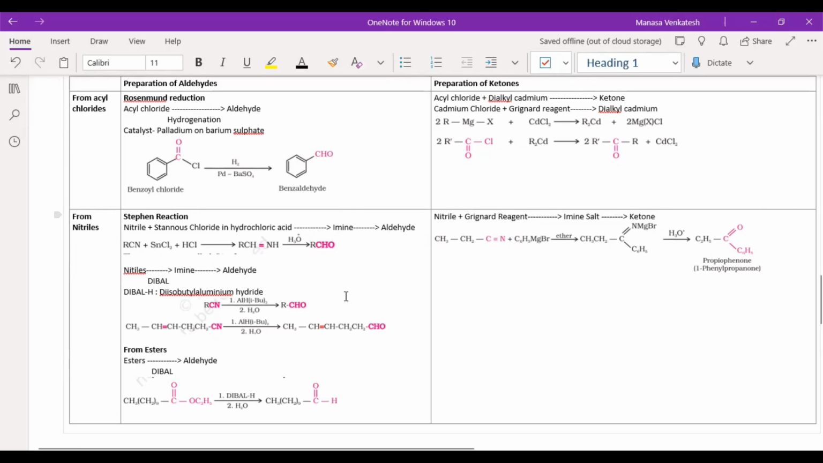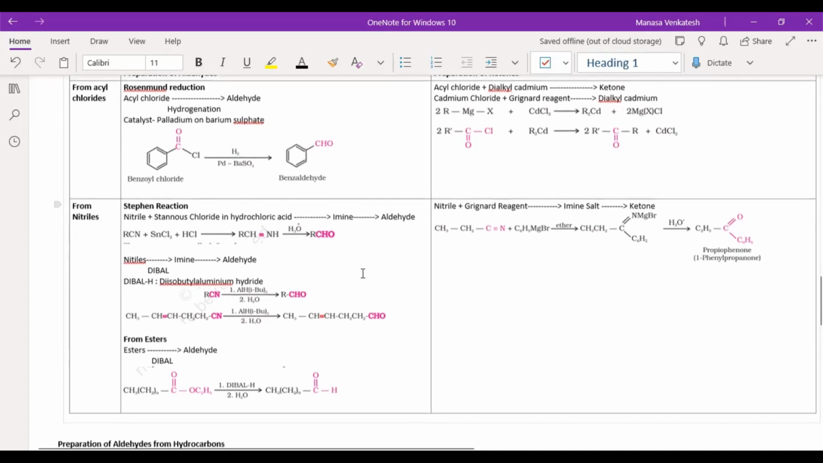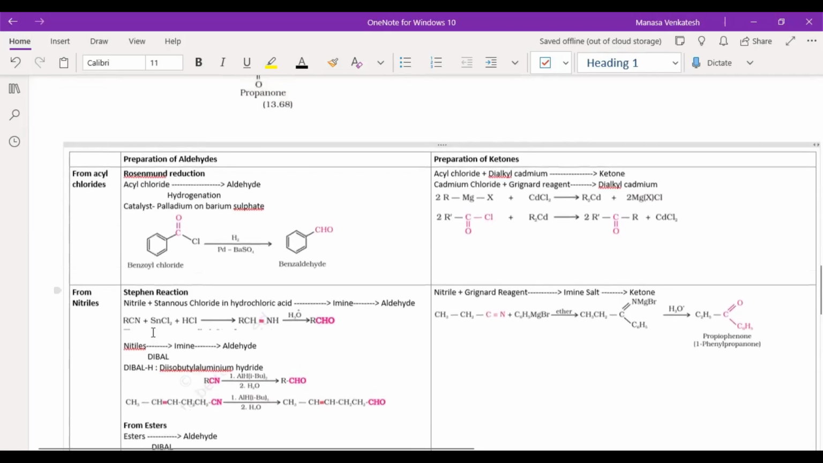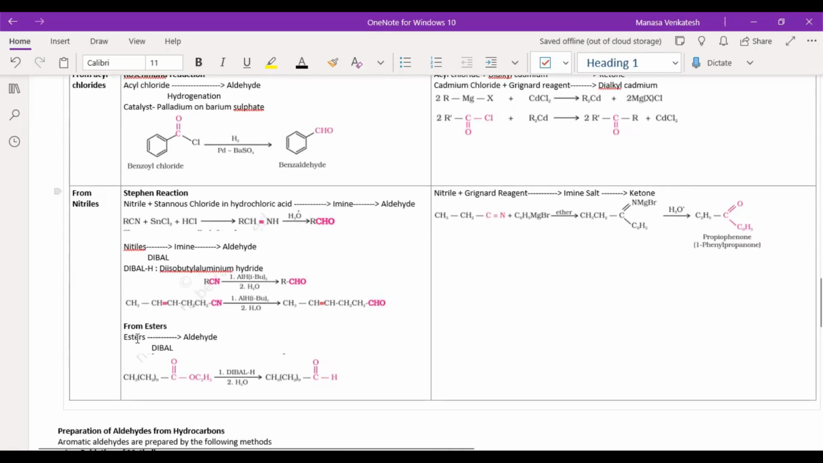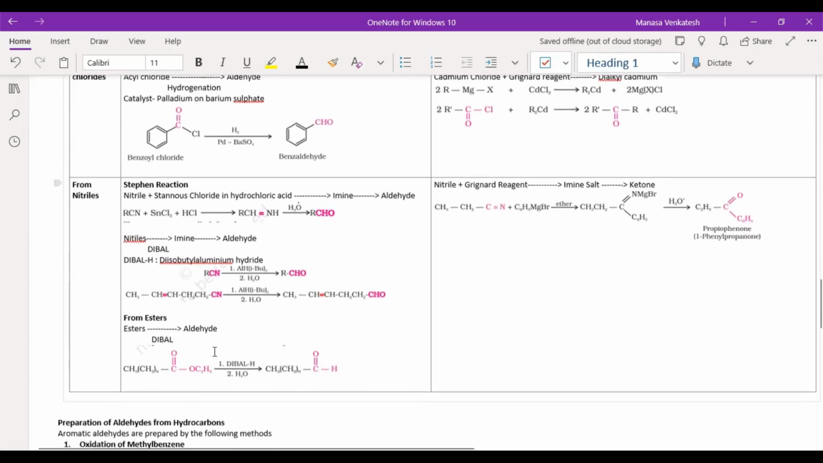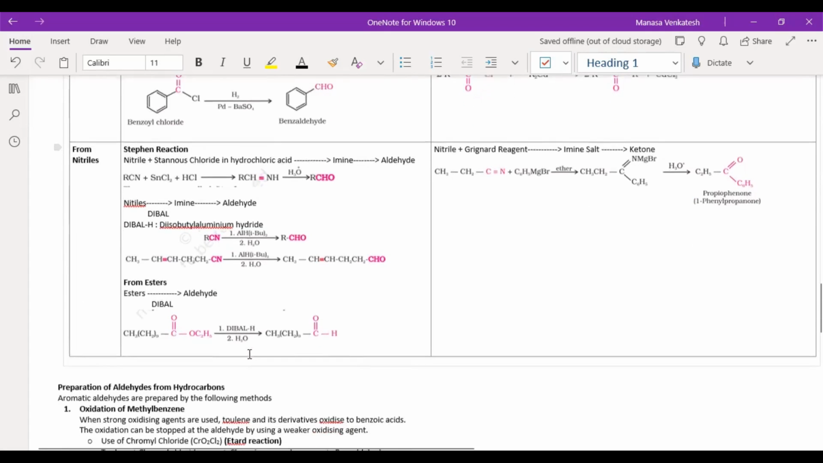In case of Stephens, it's just imine, whereas in case of ketones, it is an imine salt. And that in the presence of H3O+ is giving us a ketone. This one that is from esters is only applicable to aldehydes. It's not for ketones. So esters are reacting with DIBAL-H to give us an aldehyde. And this is the reaction given below.